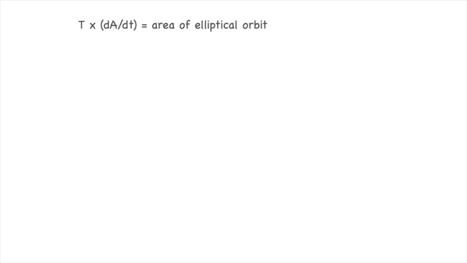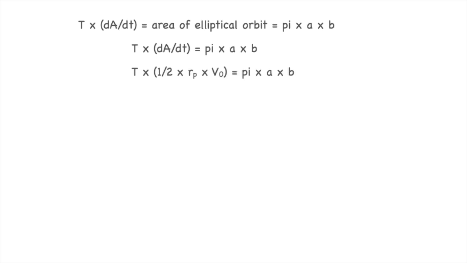Now we can begin our proof. It should be obvious that if you multiply the period of the orbit, T, by the amount of area swept out per unit time, you get the total area of the ellipse, which also equals pi times a times b from equation 1 for an ellipse. For dA/dt, we can substitute its value when the planet is at perihelion. Then we can square both sides.